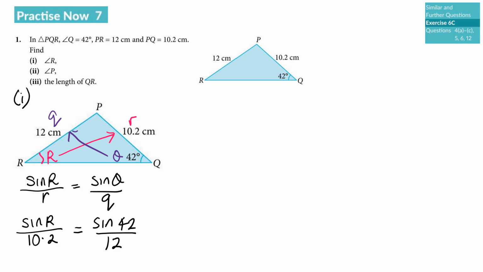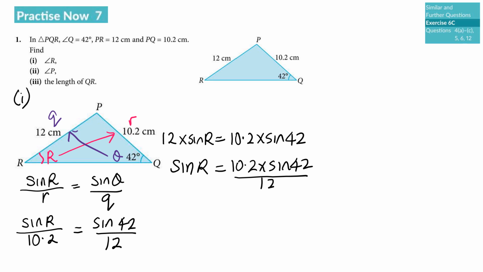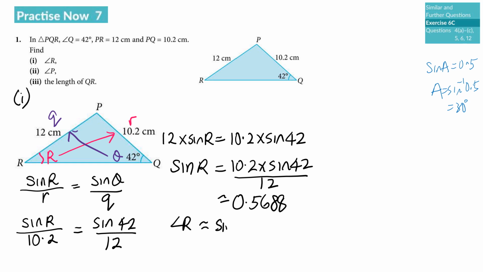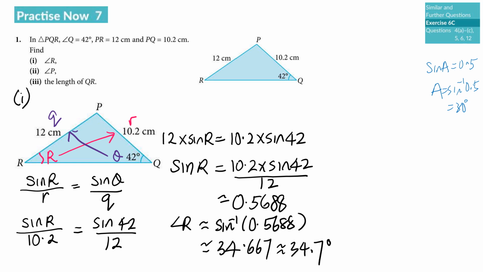Let's substitute the values for your sides. R, that's 10.2, Q 42 over 12, and let's do a cross multiply. Okay, right. So in this case here, we have to find the angle R. So therefore, we have to apply sine inverse. Okay, let's do another recall. Supposing you have sine A equals 0.5, to find angle A is just sine inverse 0.5. And if you use a calculator, this is 30 degrees. Right, so angle R will just be sine inverse 0.5688.